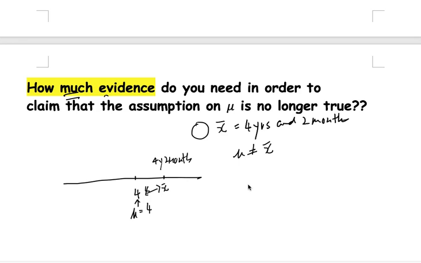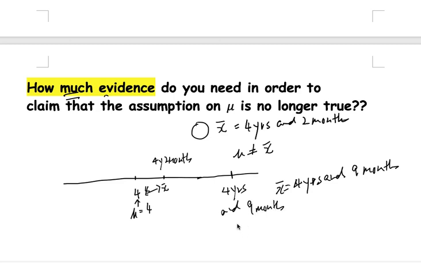Or let's say I have another sample mean, and this time the sample mean is 4 years and 9 months. Okay, so it's farther. This is 4 years and 9 months. So this is my sample mean. Now this time my sample mean is farther away from the 4. So is it good enough? Do I have enough evidence?